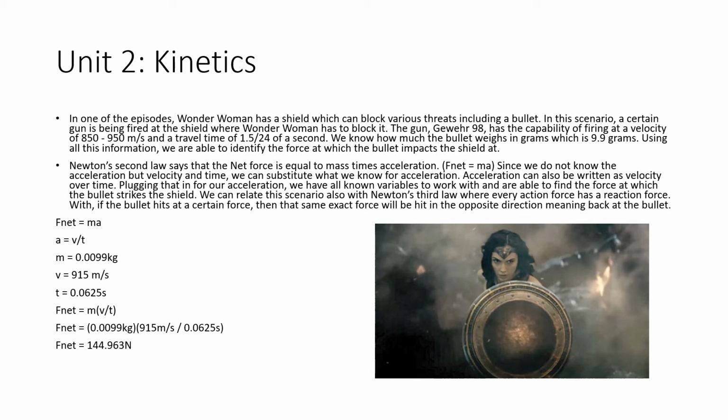And then here we have our equation breakdown, so F net is equal to ma, and we know that acceleration is equal to velocity over time, and then we have our mass and our velocity and our time. So instead of writing F net is equal to ma, we can substitute the a for velocity over time, and then it turns out that our net force is 144.963 newtons.